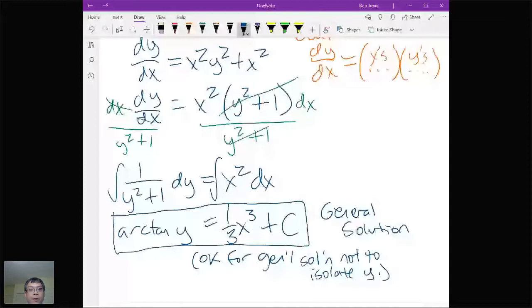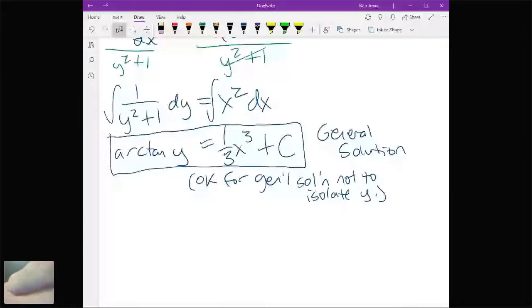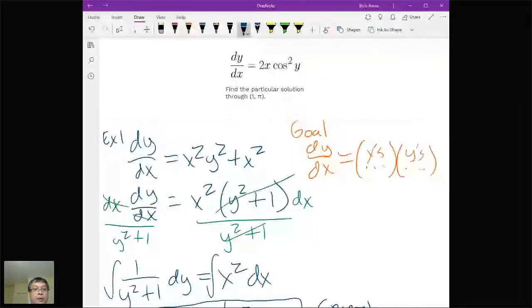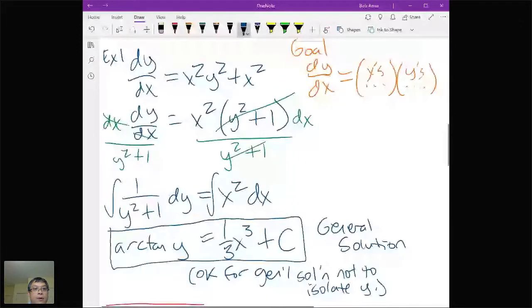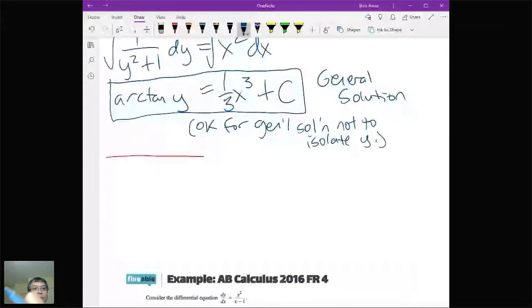Okay. All right. So let's grab the next example. And I think at this point, I would really love to see you try it. Okay, so that was example 1. Right. I want to see you try to get the general solution. I'll walk you through the particular solution.